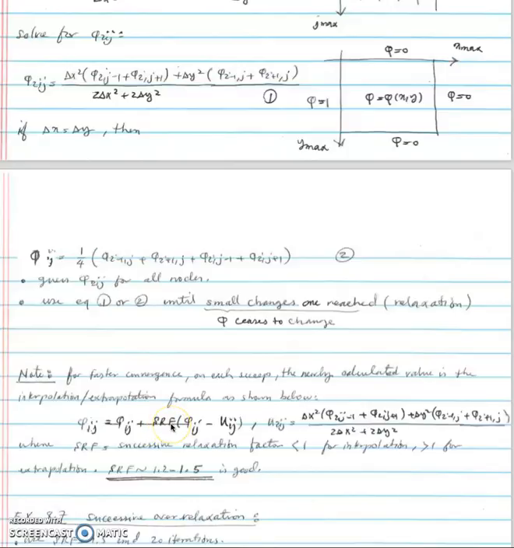If successive relaxation factor is 1, basically you can see that you get back to the original equation 1 here. Basically your phi ij would be exactly equal to this.